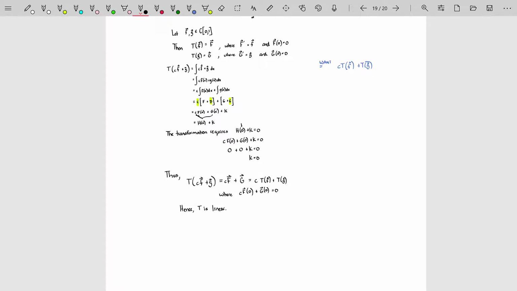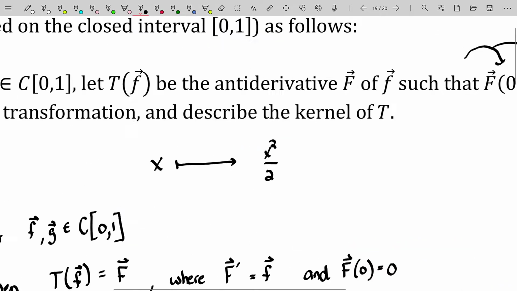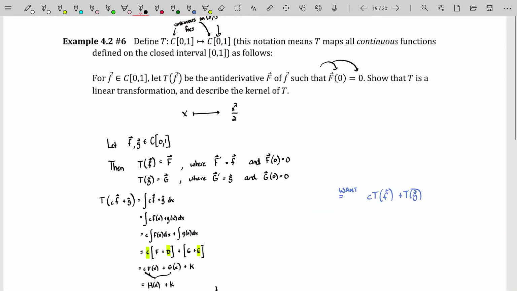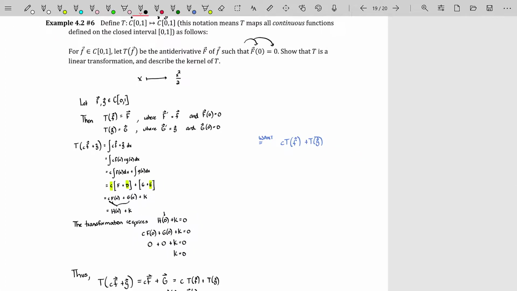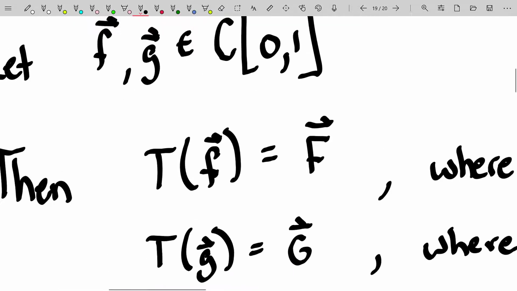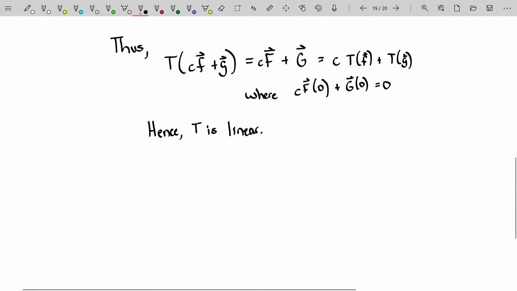Now, there is a second part of this. We're supposed to describe the kernel of T. That is the set of functions, because those are our inputs, right? So our transformation maps functions to functions. And we just want to know, what functions do we plug in to get an output of 0? Let me write that down more succinctly down below.